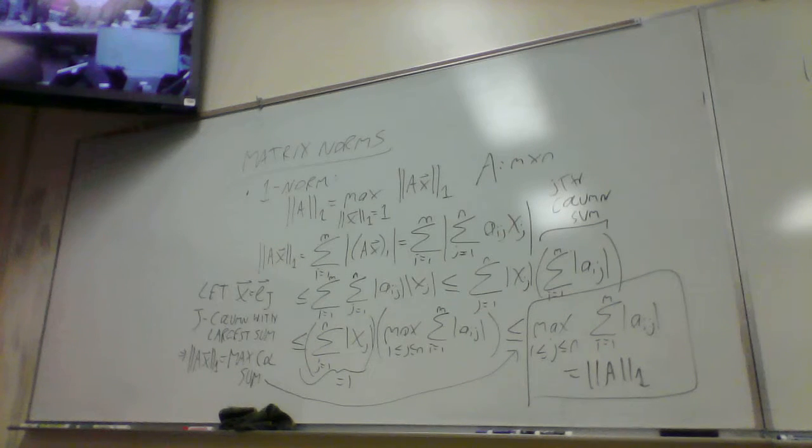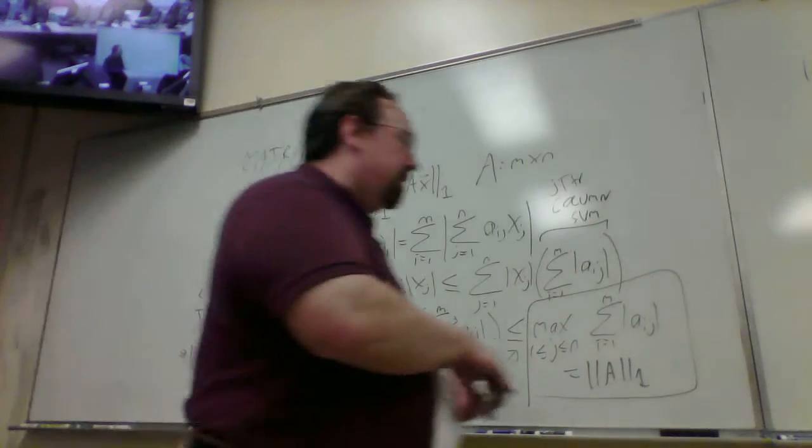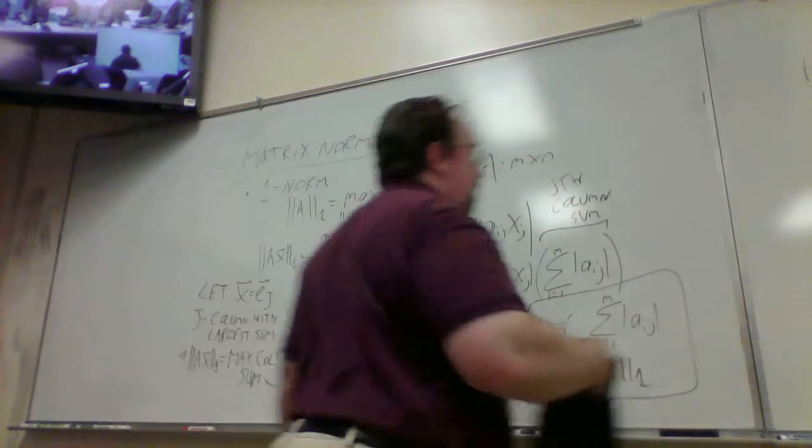Okay. So what I've boxed here is the actual formula that we would use to compute the 1 norm. And fortunately, it's not hard to do. You're just taking the sums of all the absolute values of the entries in each column, and then you're taking the largest one. Any questions about that norm before I talk about other norms?